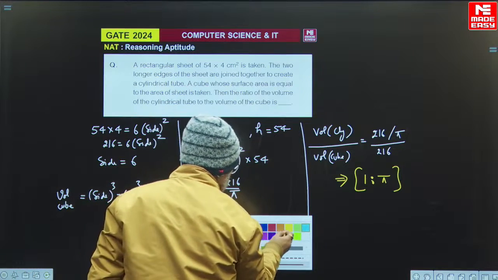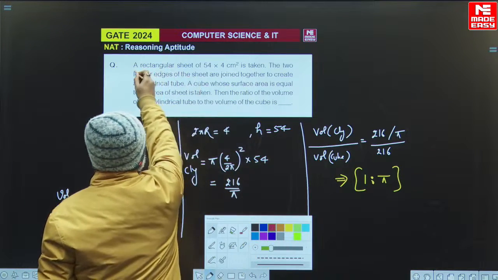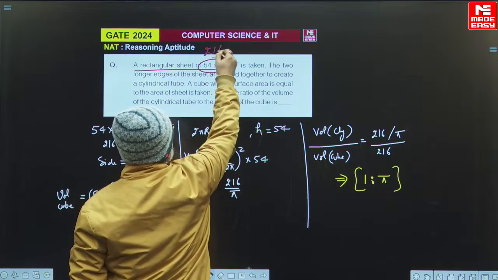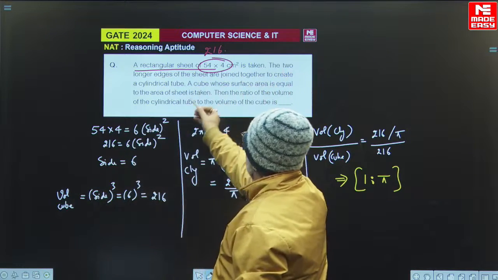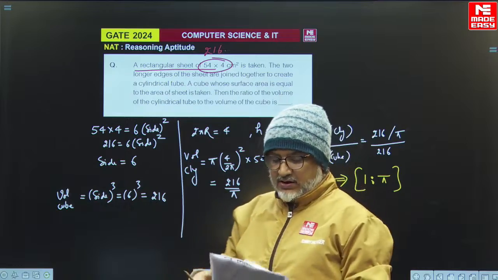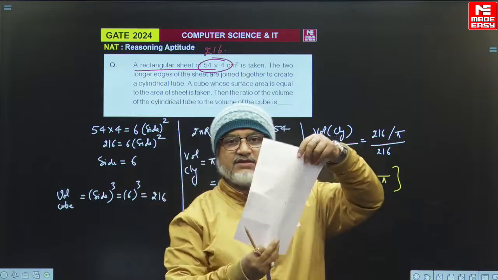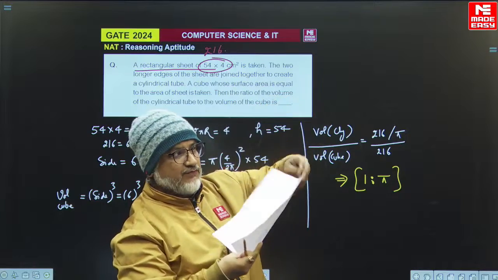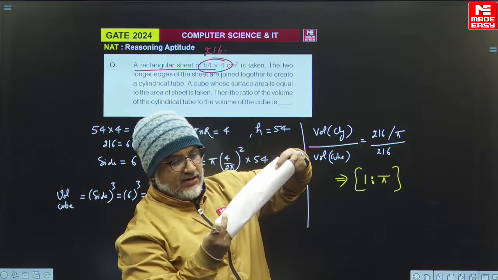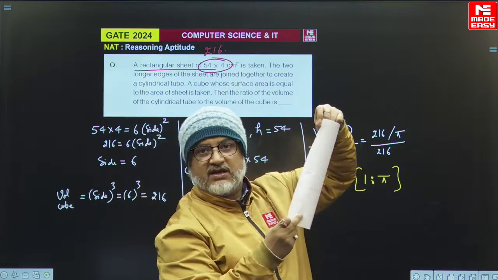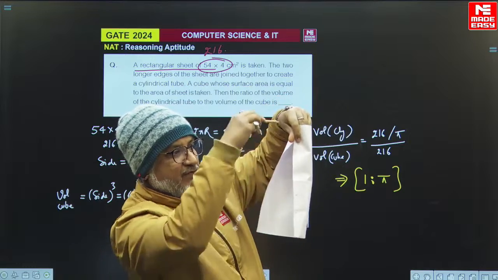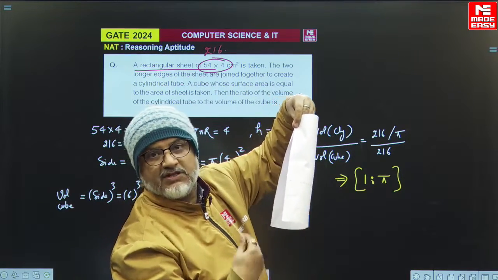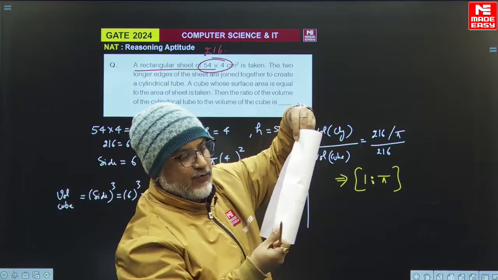Let's understand it thoroughly. A rectangular sheet 15 into 4. So 216 is the area. The two longer edges of the sheet are joined together. Here is 54 and here is 4 and here is 4. Now if the two lengthier edges have been joined, 54 will become the height of the cylinder and 4 will become the 2 pi r. 2 pi r is 4.